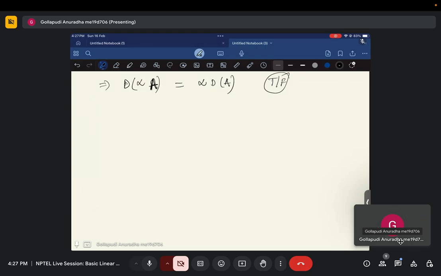Is it false? Yeah, what is the truth statement? The true statement would be: we must know the order of the matrix. If A is a matrix of order n, then the determinant of alpha A is alpha to the power n times determinant of A. Yeah, so this is true, and this is false.